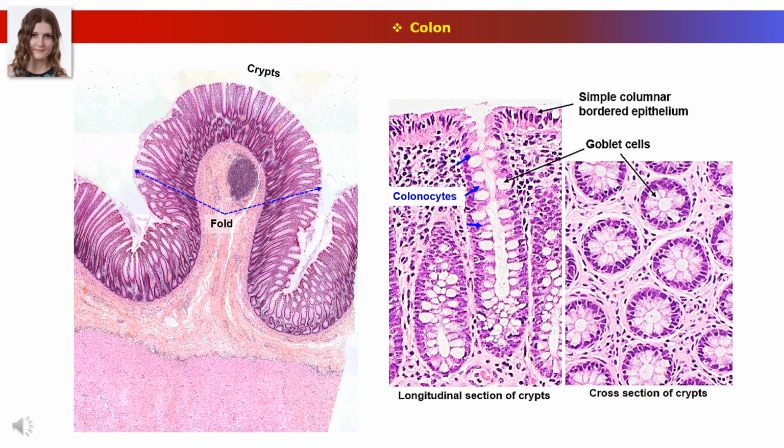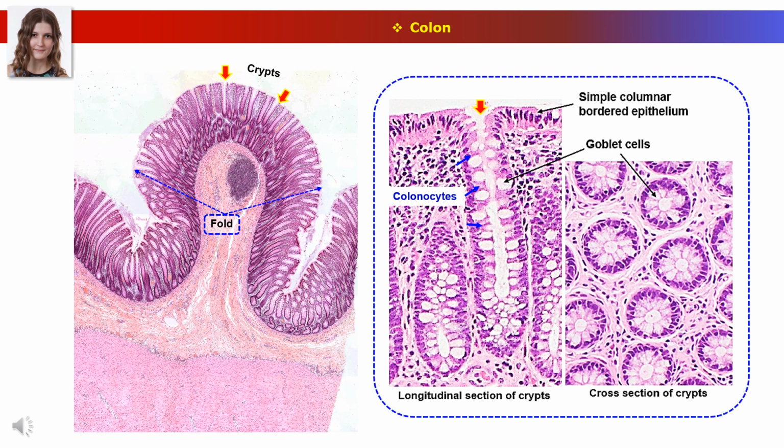In the large intestine, intensive absorption of water occurs and feces are formed. The mucous membrane forms circular folds and crypts lined with simple columnar bordered epithelium. In contrast to the small intestine, there are no villi. The epithelial layer is represented by colonocytes, goblet, endocrine, and undifferentiated cells. The number of colonocytes and goblet cells is approximately the same.